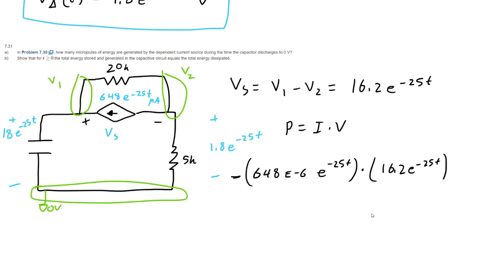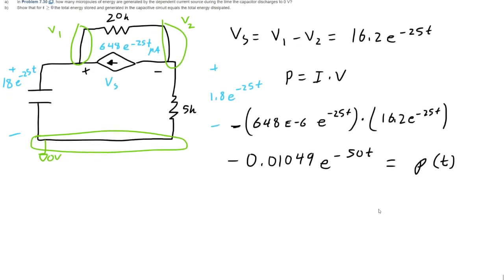So let's go ahead and put this together. So 648 times 10 to the minus 6 times 16.2. I get minus 0.01049, and the exponents are going to combine, so it's going to become minus 50t. That's going to be the power with respect to time supplied by the dependent source in watts.